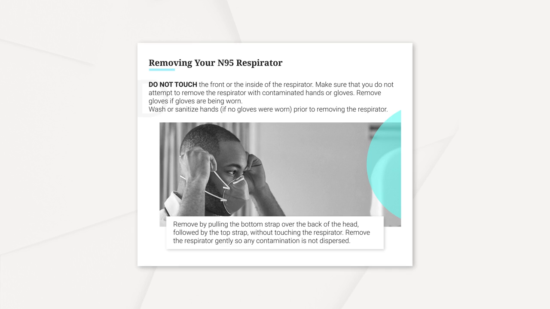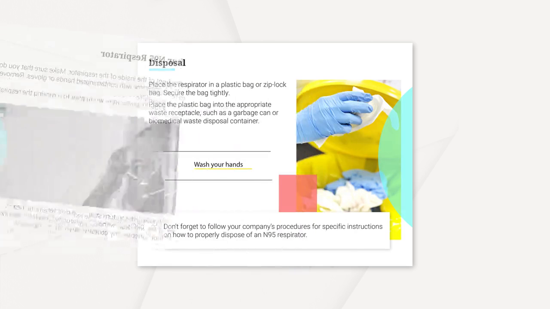Do not touch the front or the inside of the respirator. Make sure that you do not attempt to remove the respirator with contaminated hands or gloves. Remove gloves if gloves are being worn. Wash or sanitize hands if no gloves were worn prior to removing the respirator. Remove by pulling the bottom strap over the back of the head, followed by the top strap, without touching the respirator. Remove the respirator gently so any contamination is not dispersed.